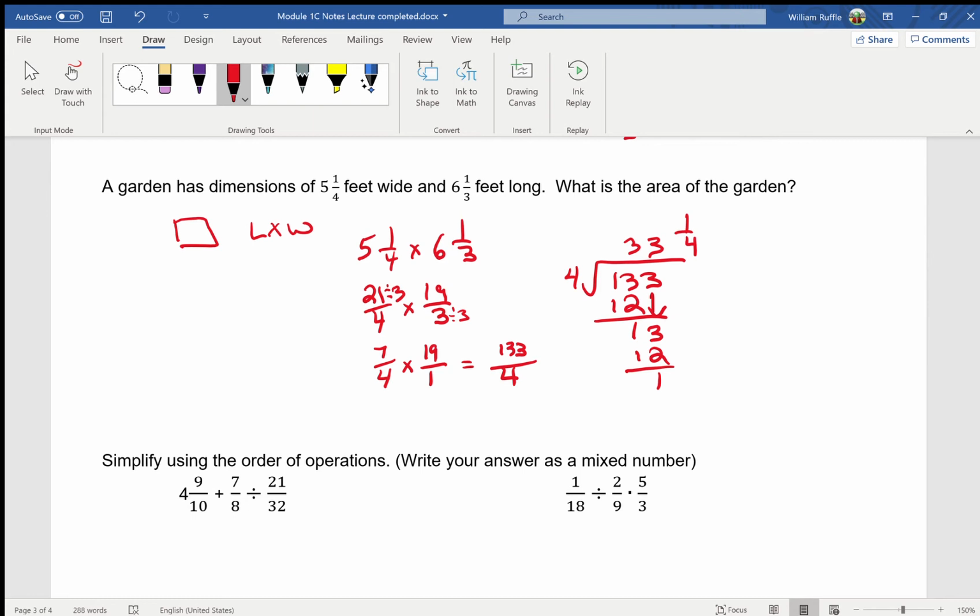Now this section, I think they may ask you for the label or not. But since it's feet times feet, that would be feet squared. Anytime you're doing area, it's squared.